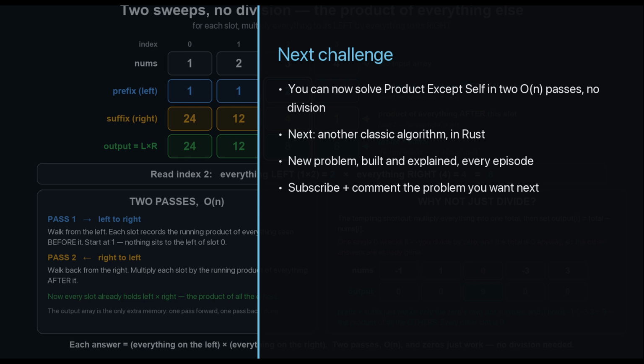That's product of array except self, solved with prefix and suffix products in 2 linear passes, no division in sight.